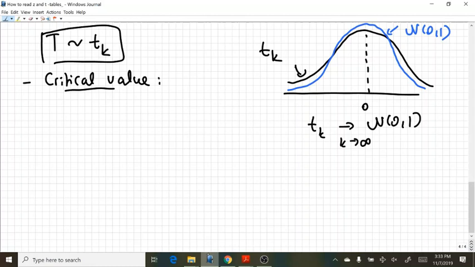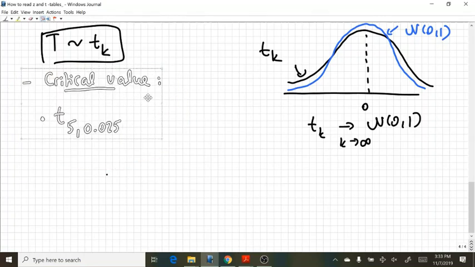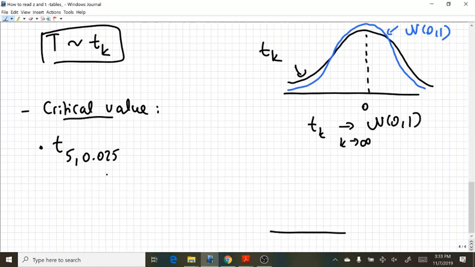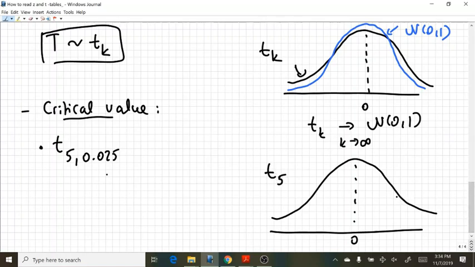In other words, say that I'm looking for the critical value for 5 degrees of freedom. So I have a student T with 5 degrees of freedom, and I would like the critical value corresponding to 2.5%. In other words, I am looking for a value such that, we said that for critical values, I basically want to have the right tail be equal to 2.5%. And so this is the critical value, T5, 0.025.